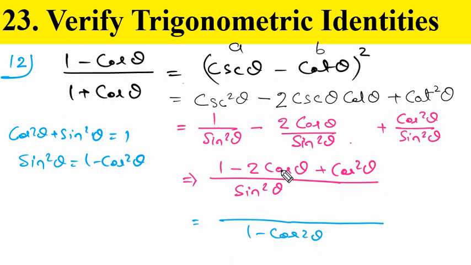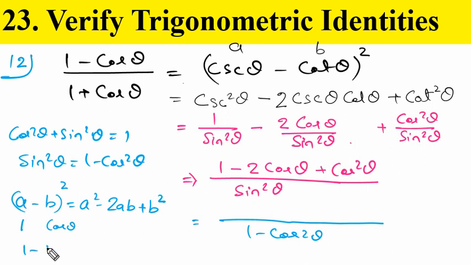In the numerator, if you know that a minus b whole square is nothing but a square minus 2ab plus b square. Now here in this case, a is 1 and b is cos theta. So when you solve 1 minus cos theta whole square, that will give you 1 minus 2ab. So 2a is 2, b is cos theta, plus b square, so that is cos square theta.